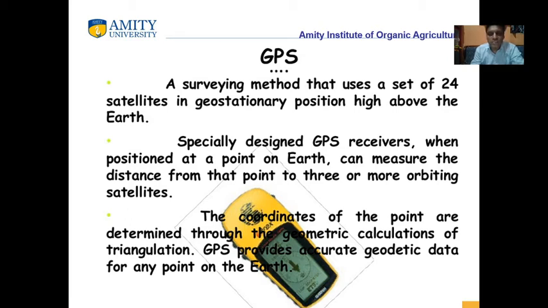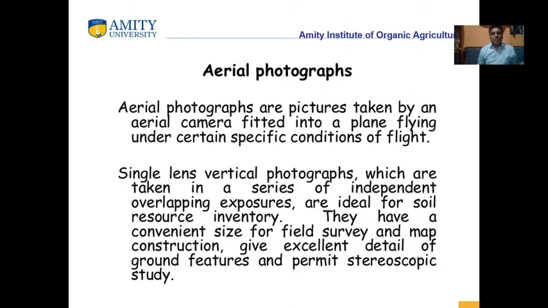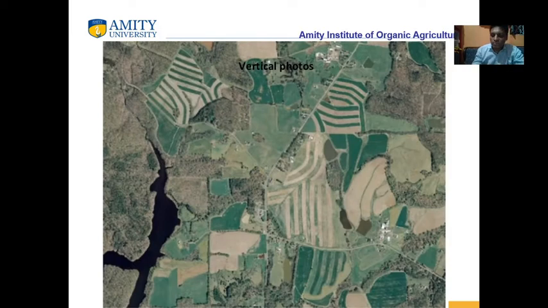They have specially designed GPS receivers. When they are positioned at any point on the Earth, they can measure the distance very accurately. So they provide accurate geographic data from any point of the Earth. Photographs are taken by planes, aeroplanes, and as well as satellites. These are the photographs taken through the planes and satellites.